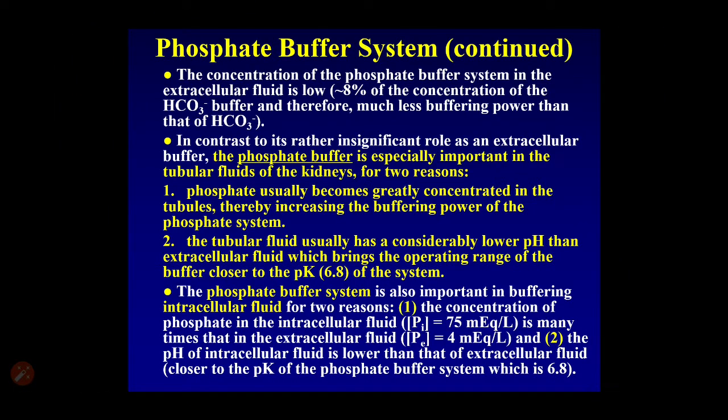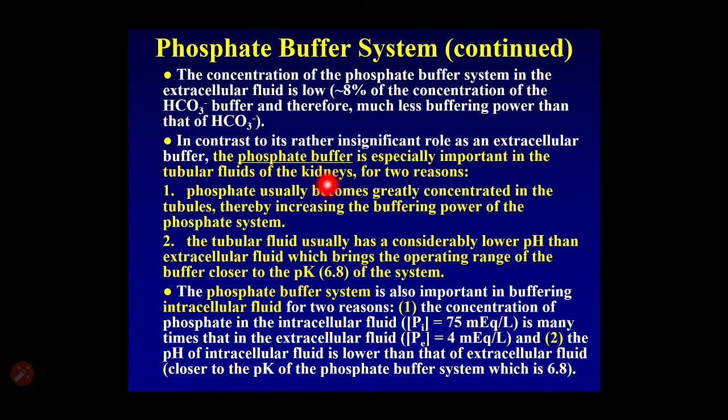The phosphate buffer system, like we said, is not very important extracellularly, but it's very important intracellularly, because the concentration of phosphate is extremely high compared to what it is outside. The concentration of phosphate inside is 75 milliequivalents compared to 4 milliequivalents outside. Not only that, but it's also an important buffer in the tubular fluid.